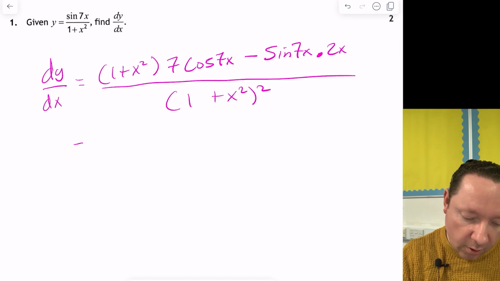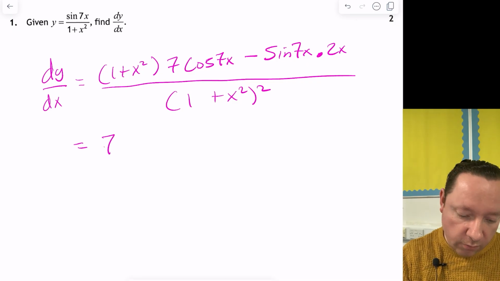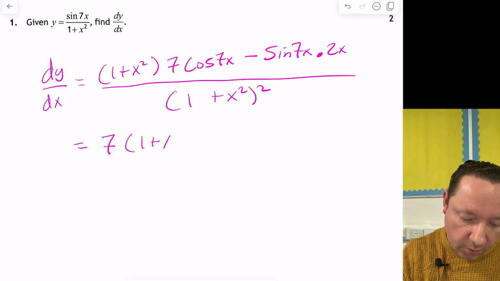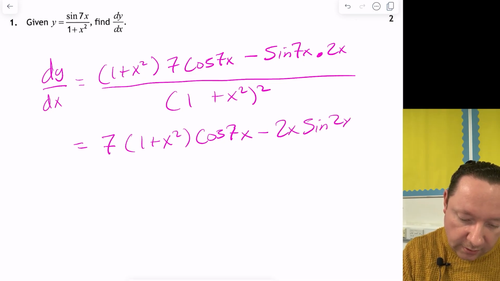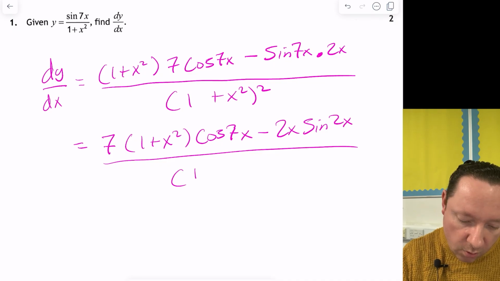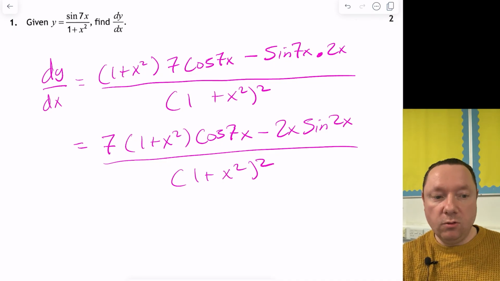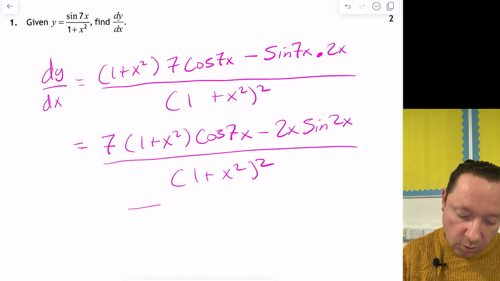Tidy that up a little bit, but it is only worth 2 marks. So I've got 7, 1 plus x squared cos 7x, minus 2x sin 7x, all over 1 plus x squared, all squared. And let's see if we can do anything else with that. I'm happy to leave it like that, so I'm done there.